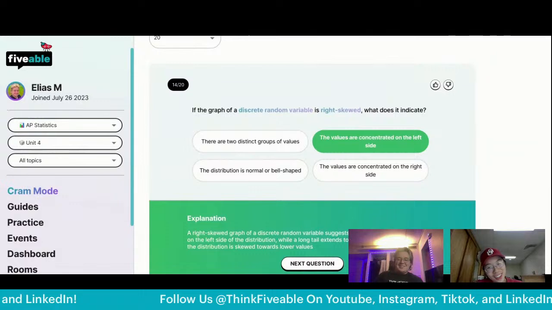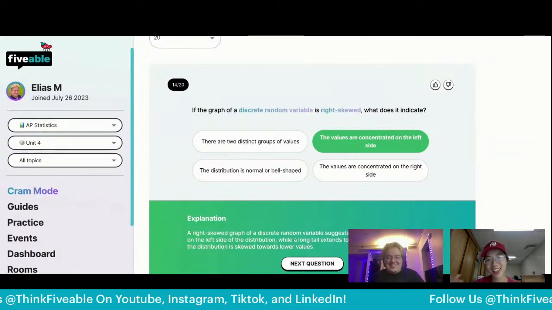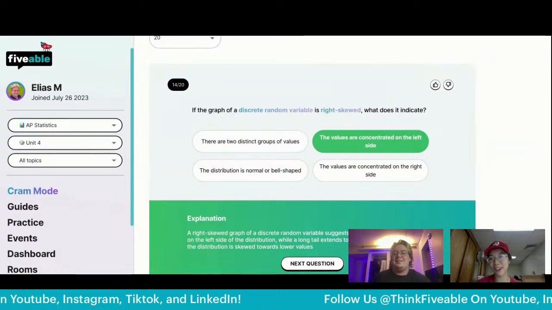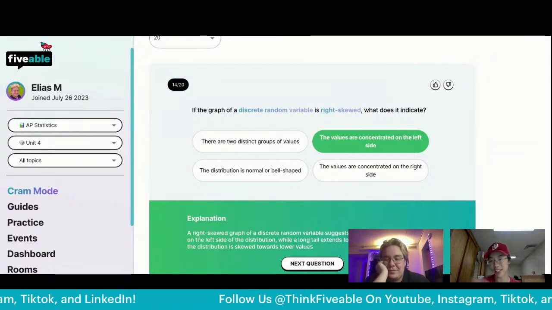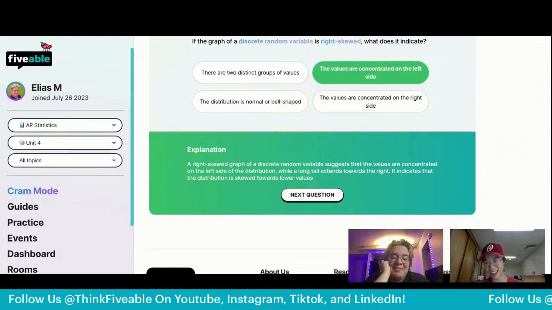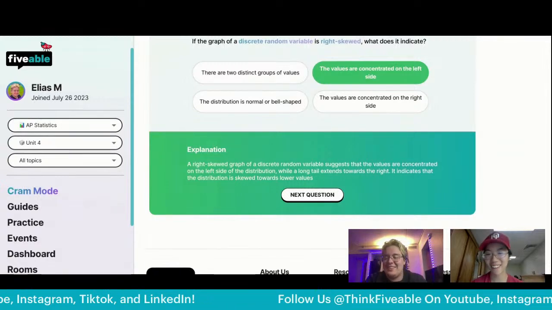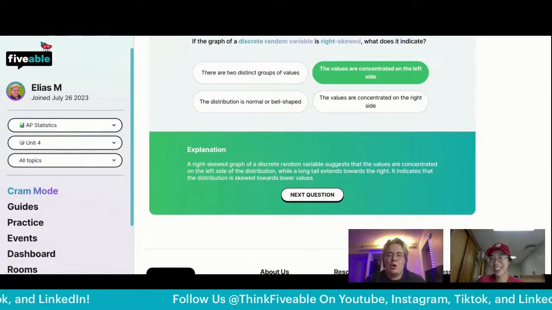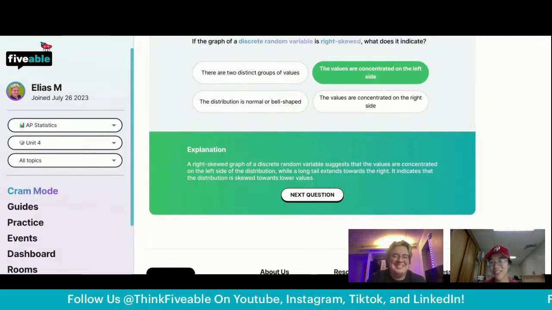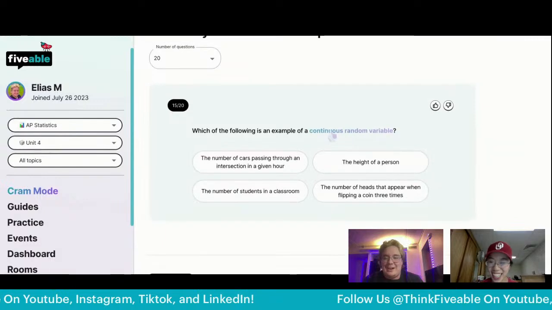How our teacher made us remember it is that you're skiing. When it's right skewed, it's easier to ski to the right because it's a smaller slope. And if it's left skewed, you ski to the left. That's a more reasonable way of remembering it, I think. I think that's better. Listen to her reason, not mine. Mine is skewed up. Everything up there.